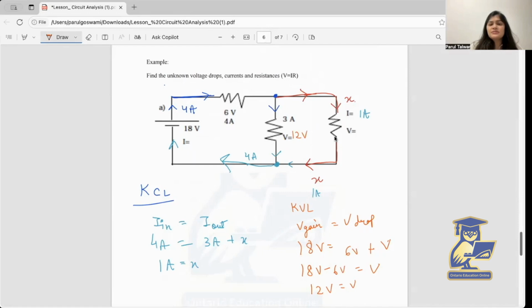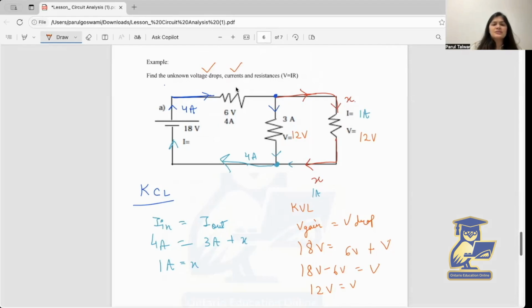Now since we have 12 volt across this resistor and these two resistors are in parallel with each other, the voltage will be the same. So it would be 12 volt here as well. So we have determined the unknown voltages across these resistors. Across this resistor we were already given the voltage. So we have determined the voltage drops, we have determined the current, and now let's determine the resistances.